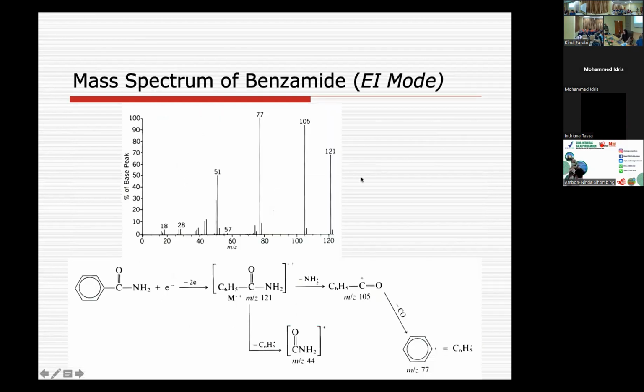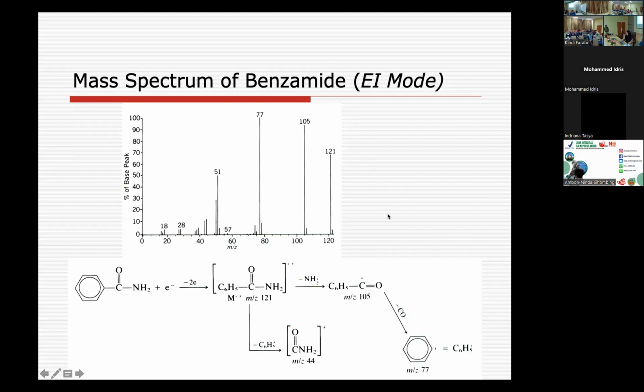Baik, selanjutnya. Nah, ini kalau kita lihat senyawa benzamida, kita ketahui pola fragmentasinya. Kalau kita lihat berat molekulnya ganjil, berarti dia mengandung nitrogen. Ini aturan nitrogen. Benzamida berat molekulnya 121. Nah, ini terbentuk ion organik, M per Z-nya 121, lepas molekul NH2, terbentuk MZ 105, kehilangan CO terbentuk MZ 77. Nah, MZ 77 inilah yang merupakan base peak-nya, yang paling stabil.